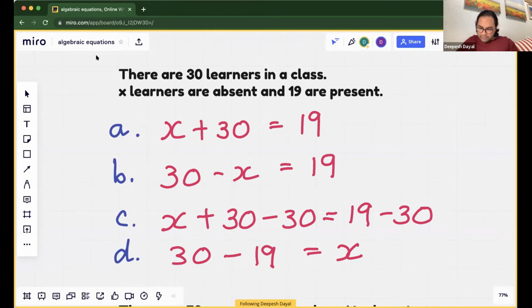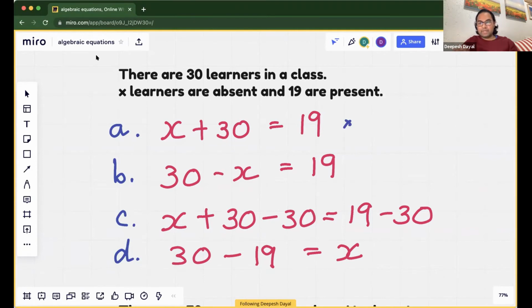Okay, let's look at the first one. X plus 30 equals 19. So something plus 30 equals 19. That to me doesn't sound so correct, because what are you going to get there in the place of X? You're going to get negative people. X learners are absent. We can't have negative learners, because what number plus 30 will give you 19? There's no positive number. Is that right? Yeah, there's no positive number. So this one here is not correct.